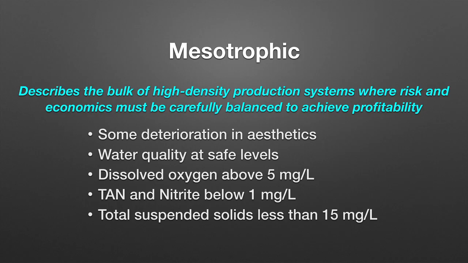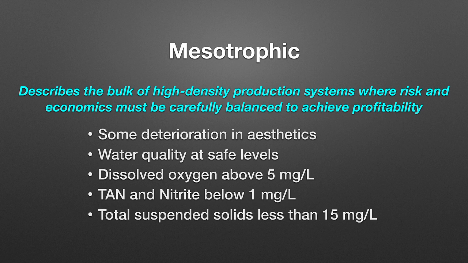Mesotrophic systems are kind of in the middle, and this describes the bulk of high-density production systems where risk and economics must be carefully balanced to achieve profitability. You expect some deterioration in the aesthetics. The water's not going to be crystal clear. We maintain the water quality at safe levels, however, not perfect.